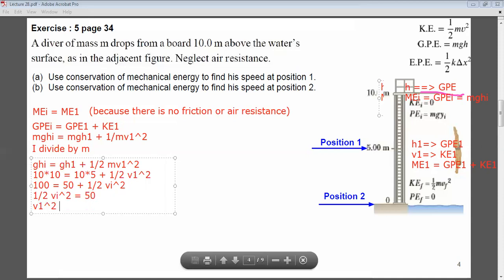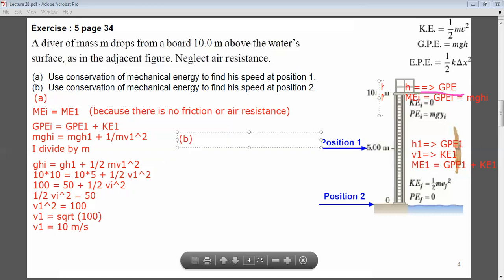V1 square will be 50 times 2, 100. V1 equal square root of 100. V1 equal 10 meter per second. This is part A. Part B, let's do it here.